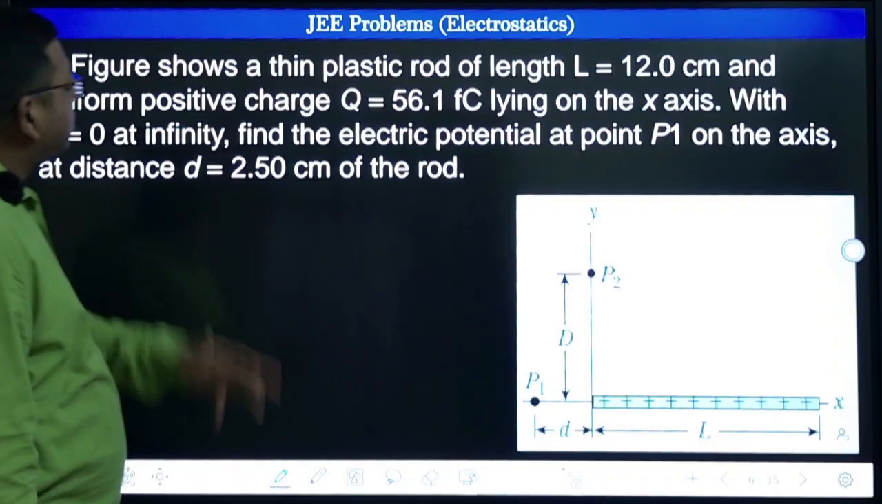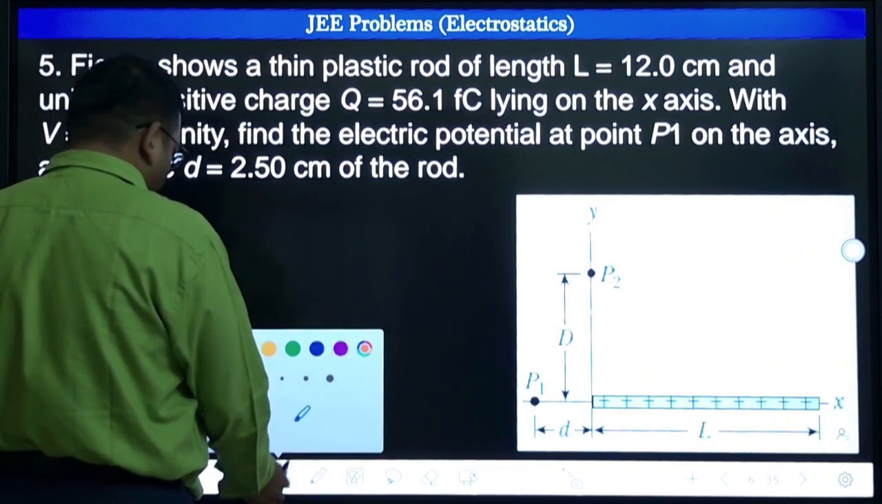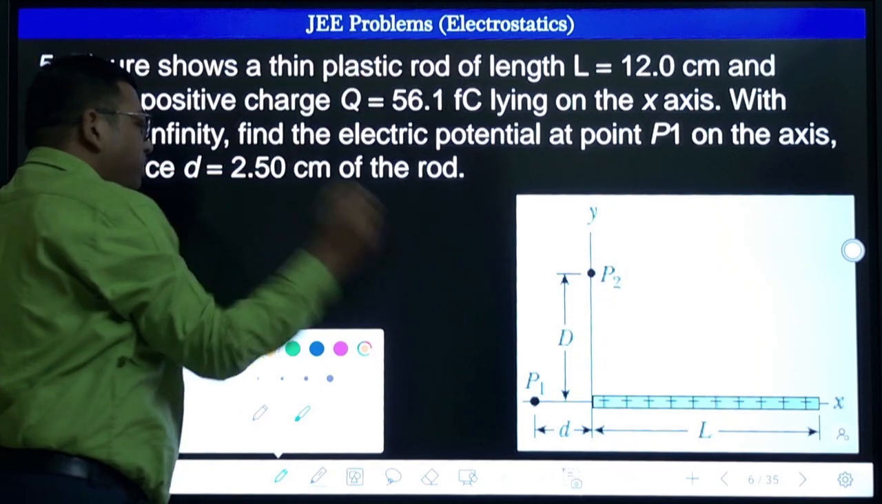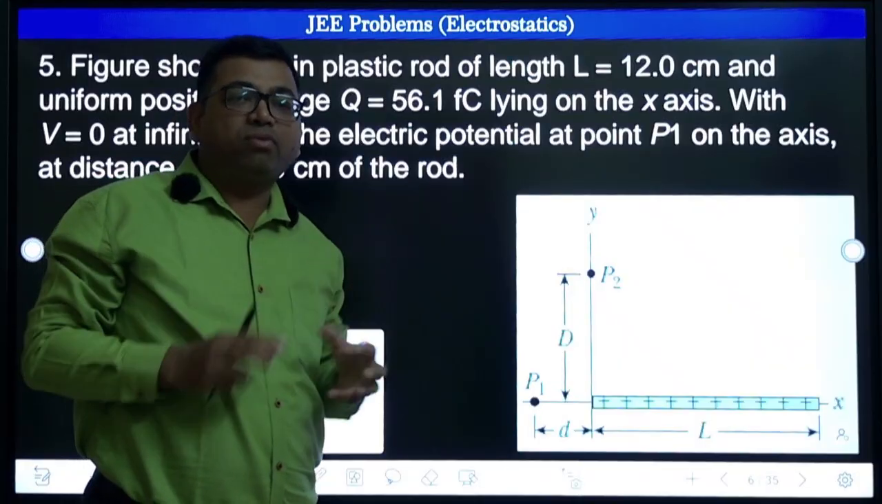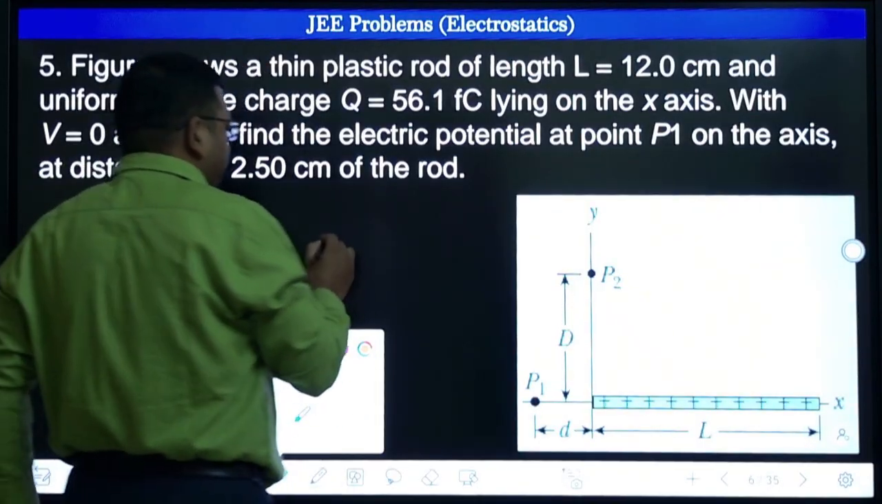Now that distance is also given. How do we calculate that? Do we have any result? Do we have any formula? We can derive a very simple formula. Let us try to derive it.